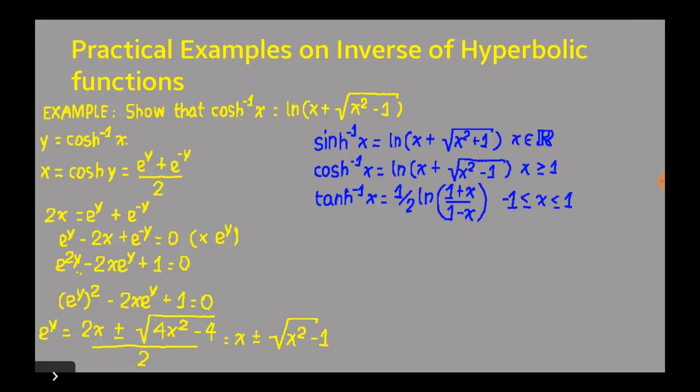e to the power of y must be 2x plus or minus root of 4x square minus 4, over 2. x plus or minus root of x square minus 1. Then, the last answer will become y, which equals ln of x plus root of x squared minus 1. This is all about applied mathematics lesson 9.